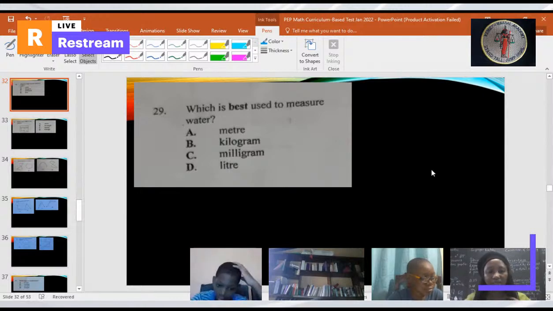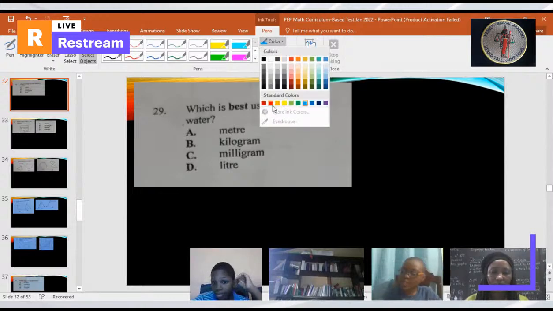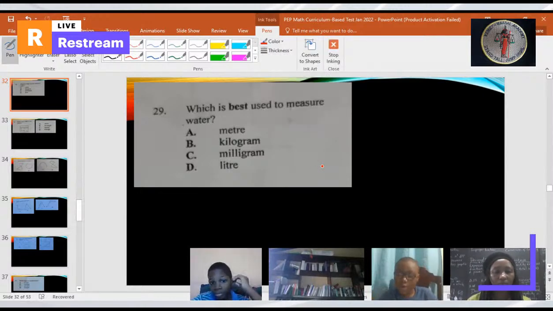Okay. Which one is best to measure water? D, Miss. Why did you choose that one? Miss, since the unit of liquid is liter, the others are talking about, for meter it's talking about length, kilogram and milligram is talking about weight. All right, that's correct.